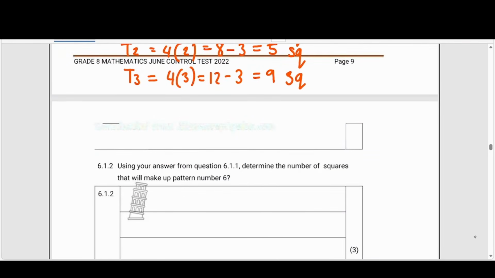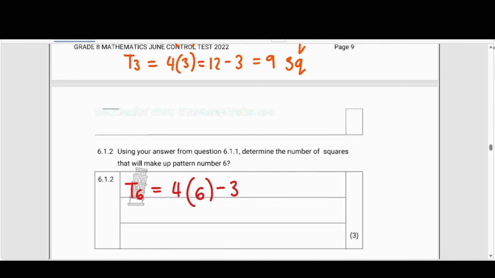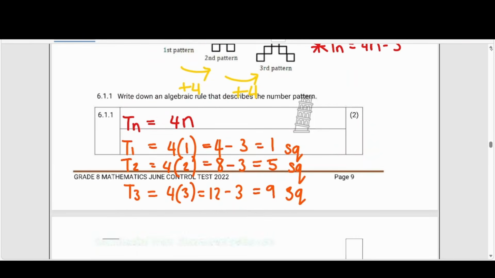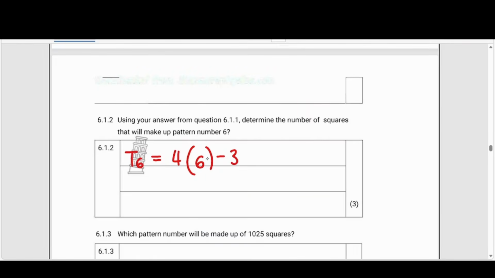Using an answer from question 6.1.1, determine the number of squares that will make up pattern number 6. So we want T6, so it's going to be 4 times 6, take away 3. So I'm going to check that's right. Yeah, take away 3. So 4 times 6 is 24. Take away 3, which is 21 squares.